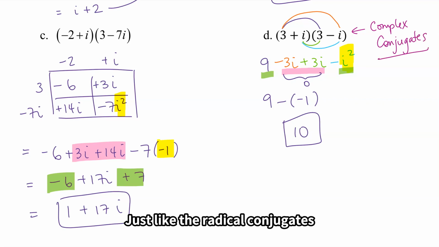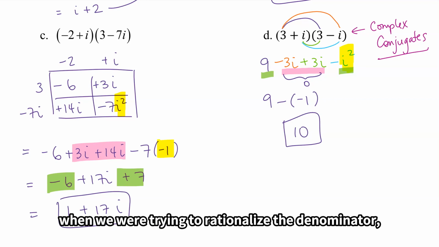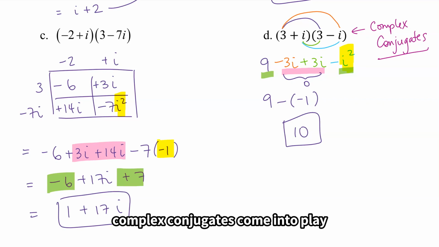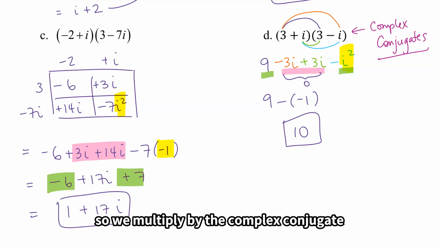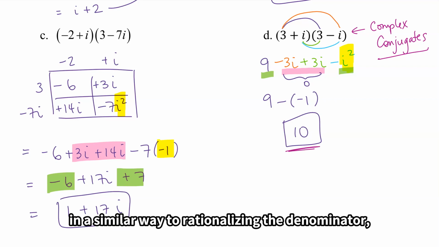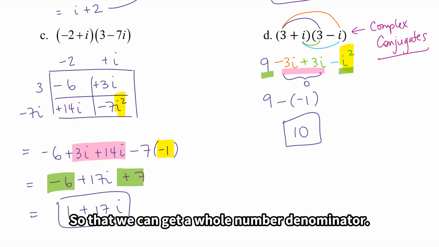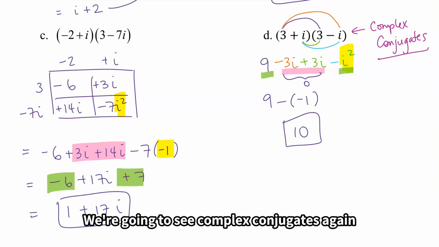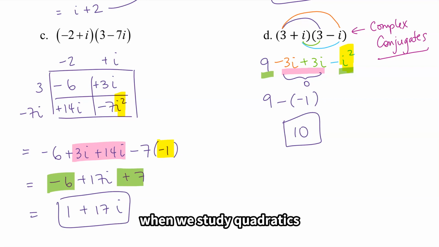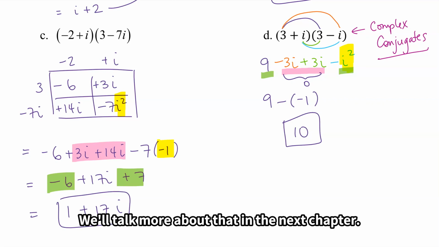Just like the radical conjugates that we talked about previously when we were trying to rationalize the denominator, complex conjugates come into play when we are trying to divide complex numbers, and we really can't, so we multiply by the complex conjugate in a similar way to rationalizing the denominator, so that we can get a whole number denominator instead of a complex denominator. We're going to see complex conjugates again when we study quadratics, because for quadratic equations, complex conjugates come in pairs. We'll talk more about that in the next chapter.